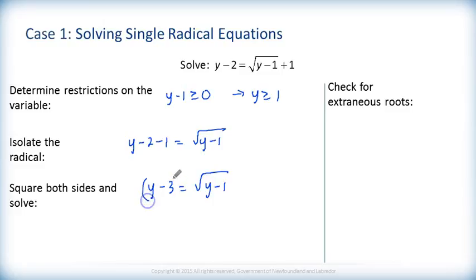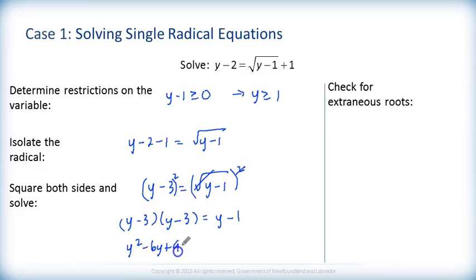Square both sides. When we square y minus 3, we can do that the quick way we learned in Chapter 3, or you can use FOIL. But on the right, the square root and the square are inverse operations, so they cancel. We get y squared minus 6y plus 9 equals y minus 1. I have to solve this. It's a quadratic, so I'll need a new slide for this.